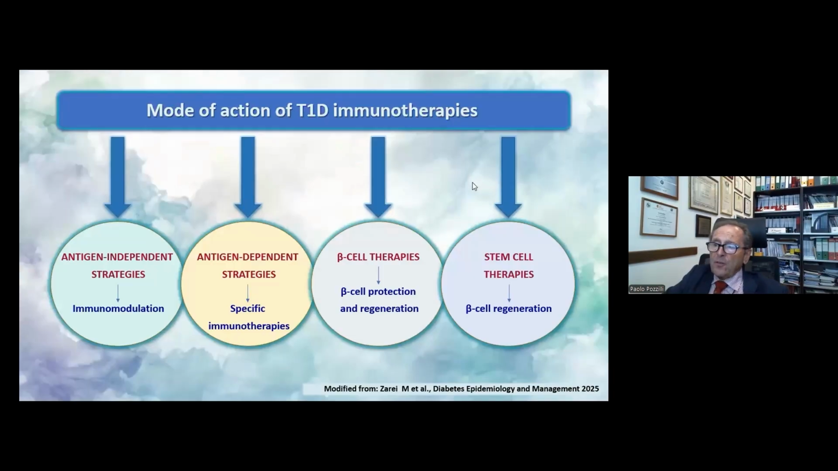Regarding the mode of action of different immunotherapies for type 1 diabetes, we have the different concepts that are expressed here. The antigen-independent strategies, the typical immunomodulation; the antigen-dependent strategies, that is, specific immunotherapies, where the concept is to induce tolerance to beta cell antigens; and beta cell therapies to protect the residual beta cells and possibly favor regeneration of beta cells. And the stem cell therapies for beta cell regeneration could be the final stage for new approaches for immunotherapies in these patients.